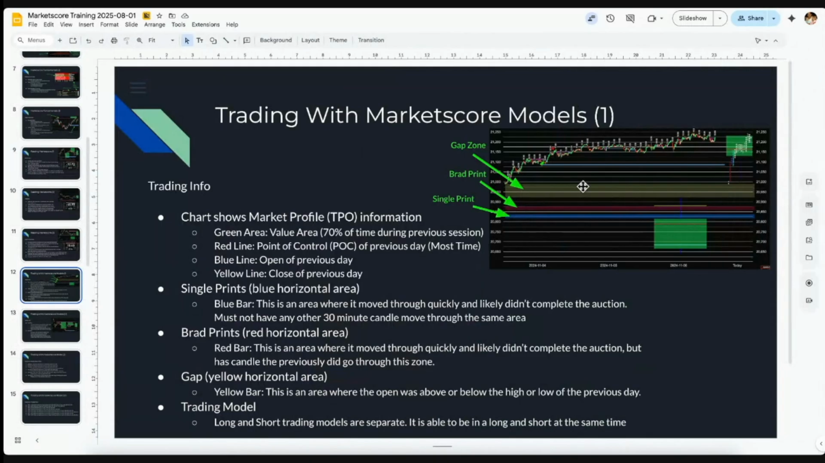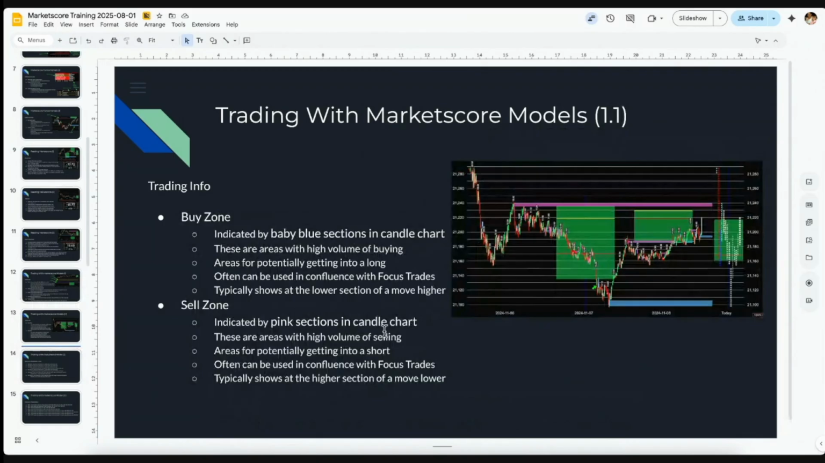So you have the yellow zone, which is gap, the Brad print, which is red, and then the single prints, which are blue. And they will be across the entire chart, and you will be able to see them. And as it chews through them, they will disappear. So keep that in mind. And then we have the buy and the sell zones. We've already discussed this.